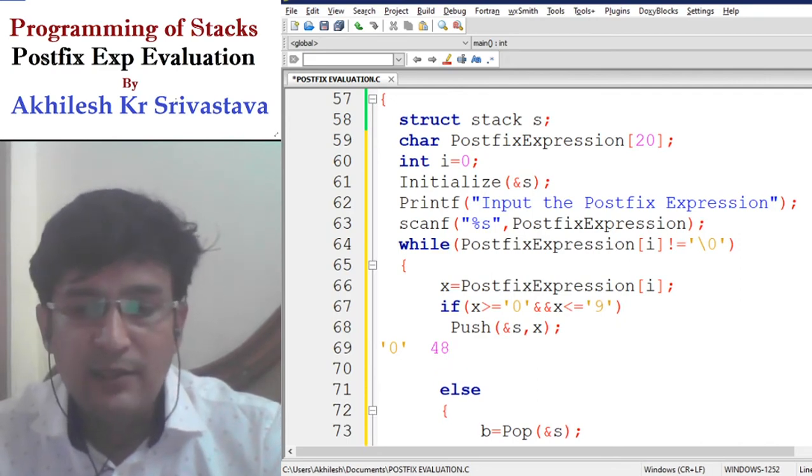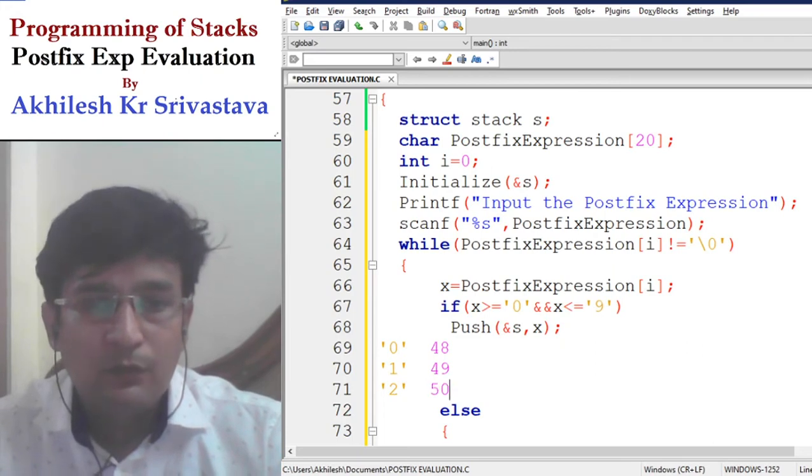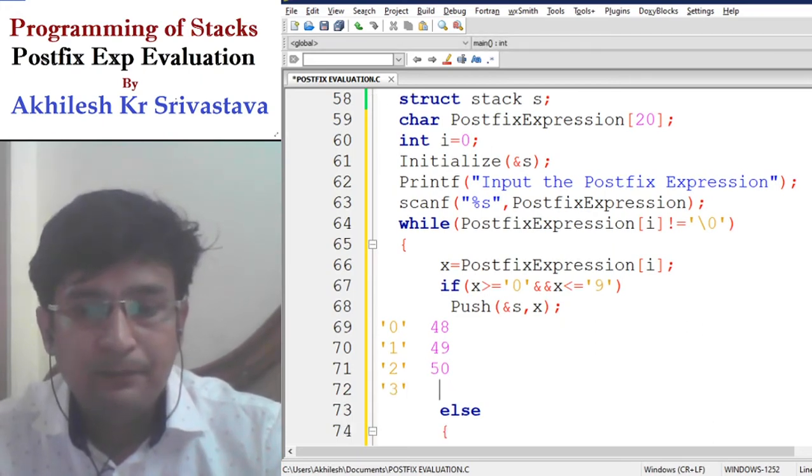Right? Now 1 has the ASCII value 49, similarly 2 has the ASCII value 50, one more than 49. This is 49, and this is 50. Let's take one more. 3 has an ASCII value 51.